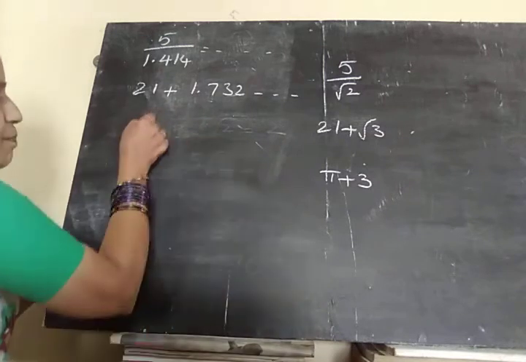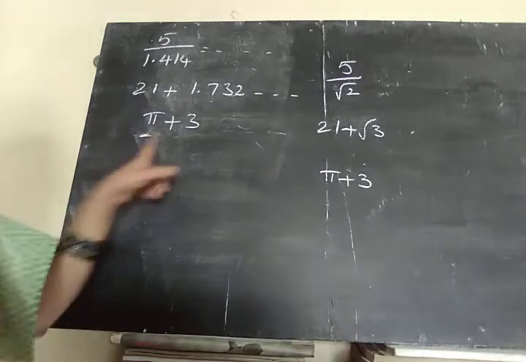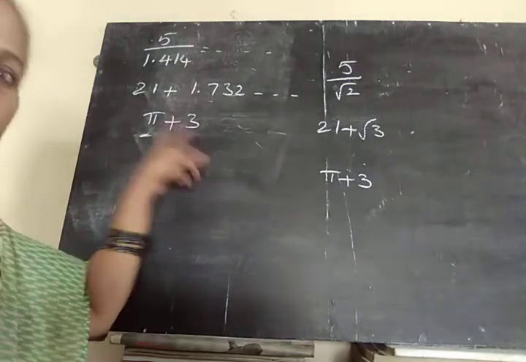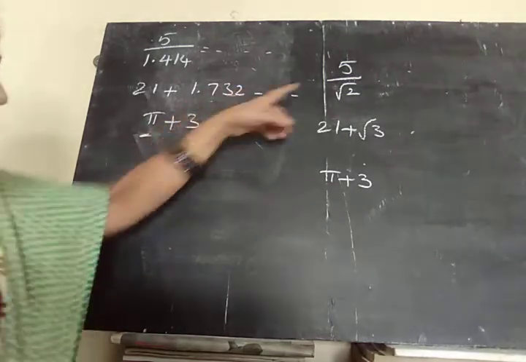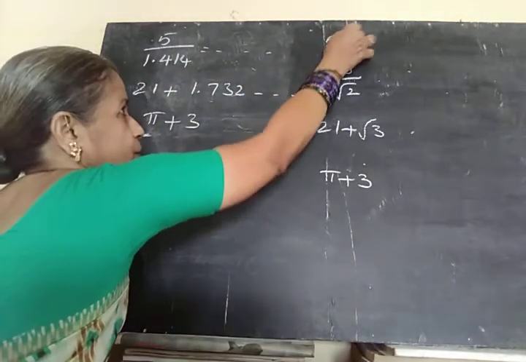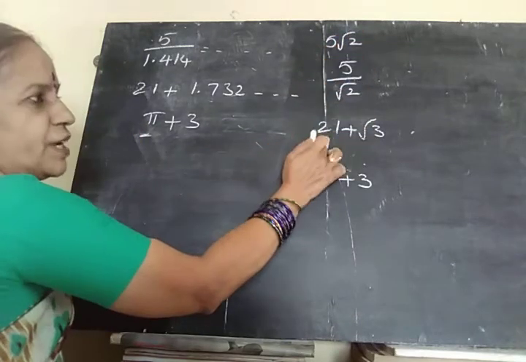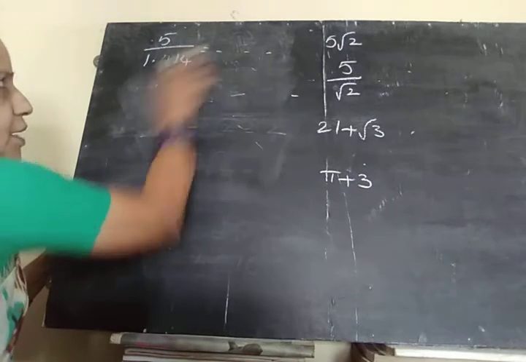And 5 plus 3. While adding 3 we will get an irrational number only. So all these are irrational numbers only. First one is 5 root 2, 5 by root 2, 21 plus root 3, 5 plus 3. These are all irrational numbers.